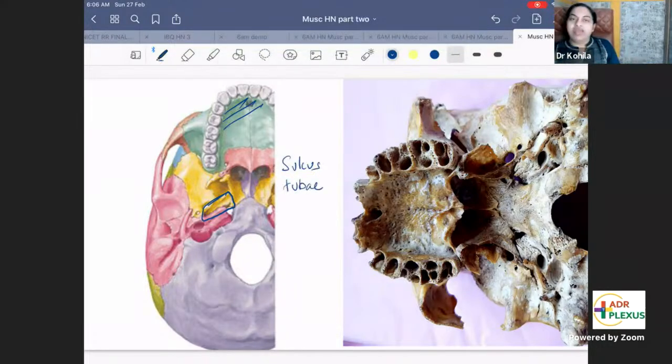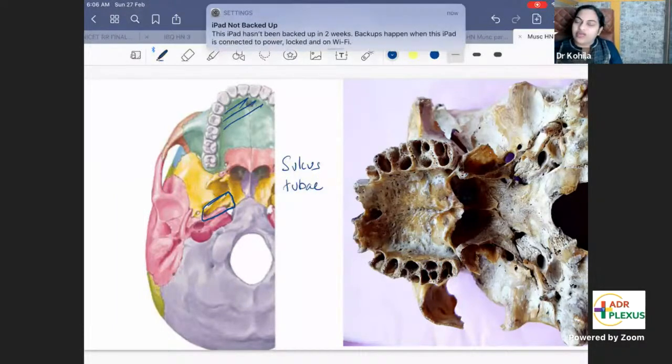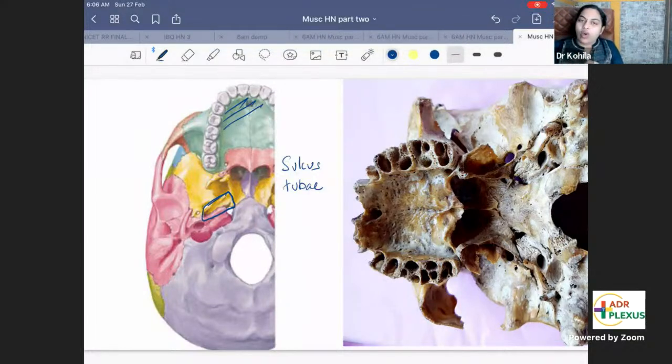Now you're going to tell me, what are the two bones contributing to sulcus tubae? The yellow color that you see there is? Come on, the answers please. There are two bones contributing to sulcus tubae. The yellow one is the greater wing of sphenoid and the pink one is the petrous part of the temporal bone. Okay, now you understood. Here the cartilaginous part of auditory tube is there.